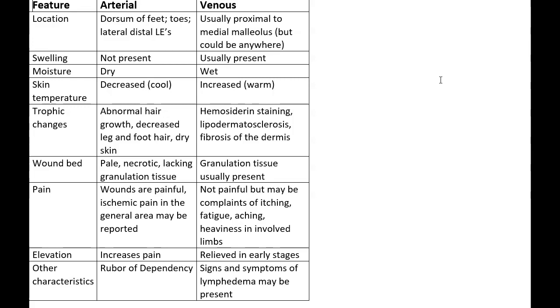Okay, when your feet are lower than the rest of your body. When you elevate, you're going to have the opposite. It's going to be more painful because you're increasing the ischemia, and it also becomes more pale if the skin tone allows you to visualize that.